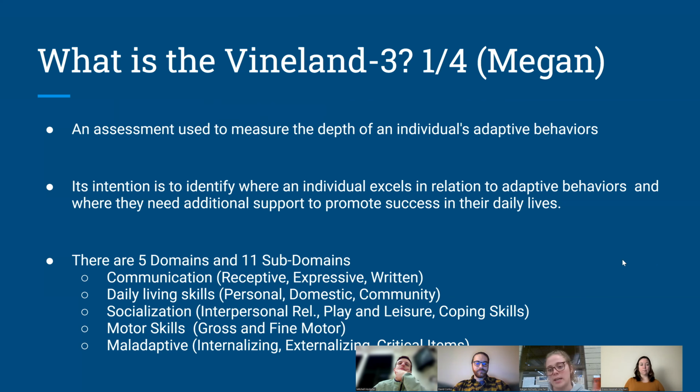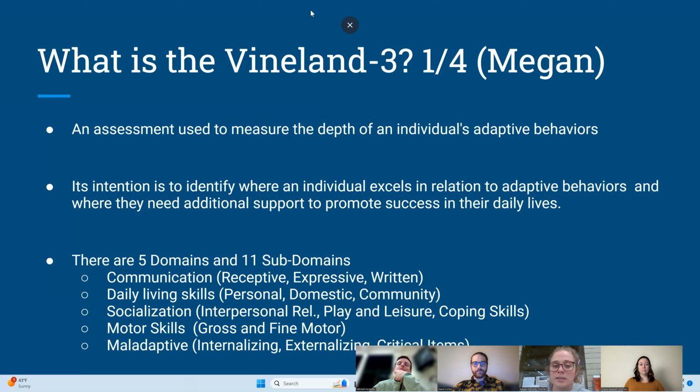Similar to the KTA3, we have domains and subdomains here. There are 5 domains and 11 subdomains. Those 5 main domains are communication, daily living skills, socialization, motor skills, and then maladaptive. As far as communication is concerned, the subdomains are receptive communication, expressive communication, and written communication.